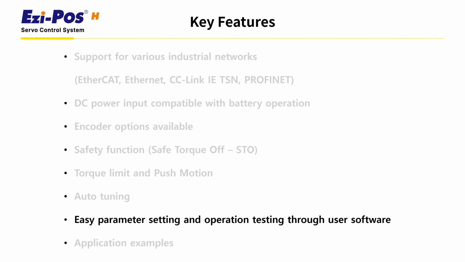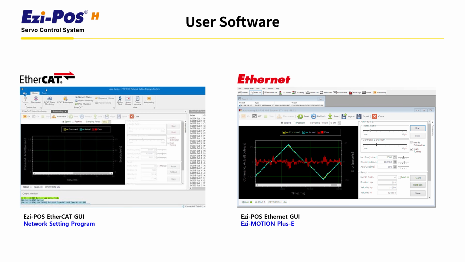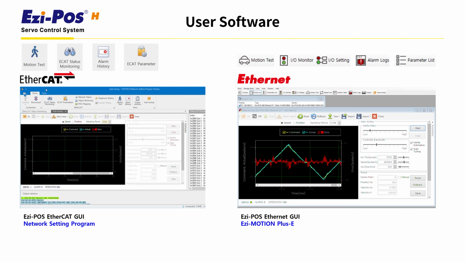Ezi-POS provides user software for convenience. The software is divided according to the supported network. Main features include motion testing, I/O configuration and monitoring, alarm and warning monitoring, and parameter management. Next, I will show you a demo video using the Ethernet-based user software, Easy Motion plus GUI, to configure parameters and perform operation tests.